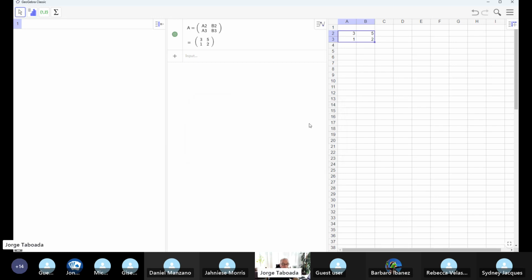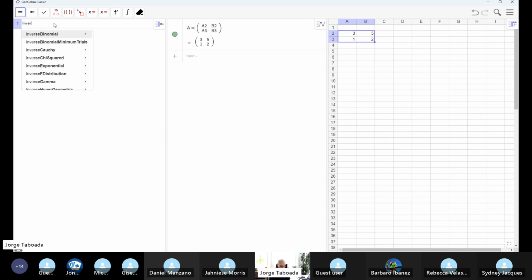Okay, cool. Now you go to the CAS, which is the brain of this, and you type inverse. But I don't know where it is. Okay, it's invert. Not inverse, invert. Don't ask me why, because I don't know. Invert matrix, it's A. Press enter, bang, and this is the inverse matrix. Let me compare: 2, -5, -1, 3.